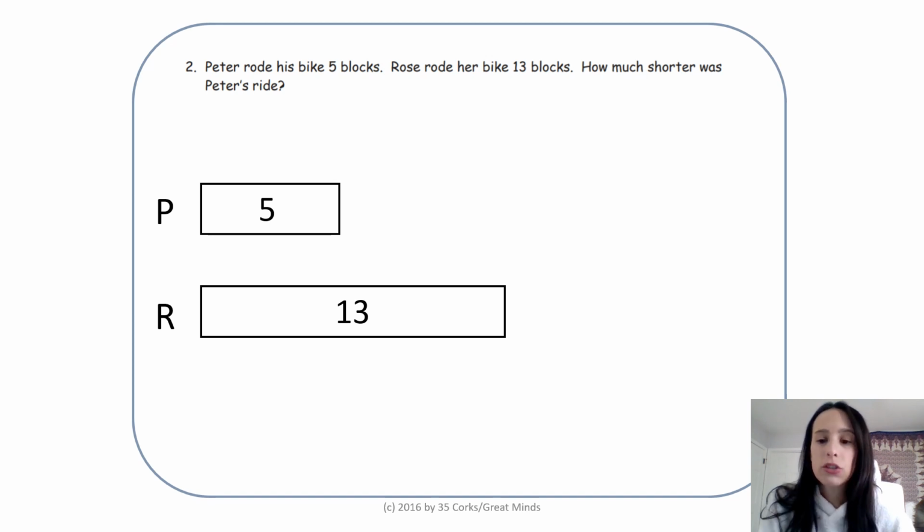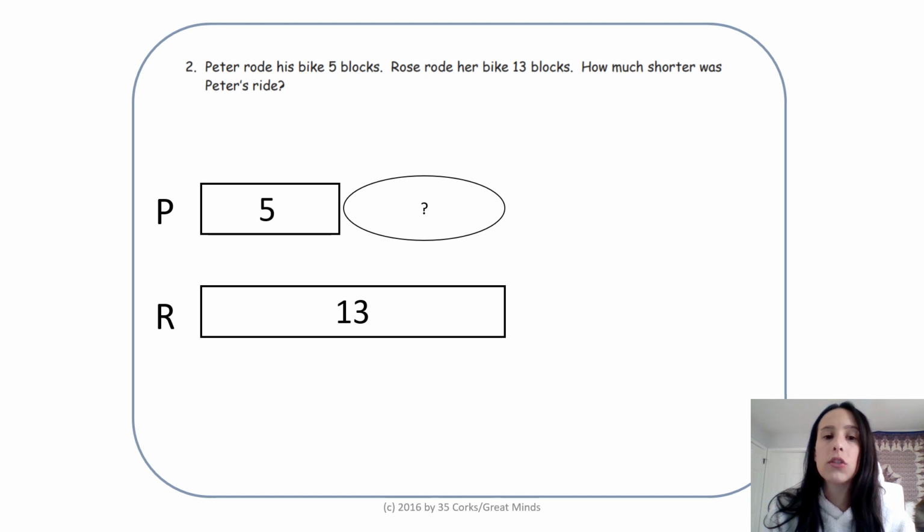Our question is, how much shorter was Peter's ride? Well, to help figure out what we're trying to find, we can put a circle with a question mark. I made my circle start at the end of Peter's and go all the way to the end of Rose's because that's how much shorter his ride was. Now we need a number sentence.